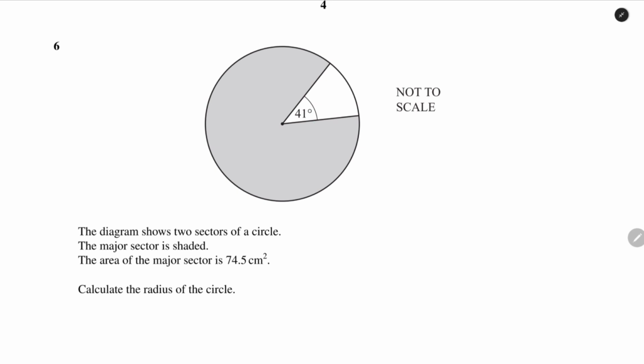So in this particular question, we have a minor sector with an angle of 41 degrees and the major sector. Remember, the sum of angles in a circle is 360 degrees. So before even going ahead to see what the question is saying, we should just find what this angle is. This particular angle will be 360 degrees minus 41, and that is 319 degrees. So we know that the angle of the major sector will be 319 degrees.